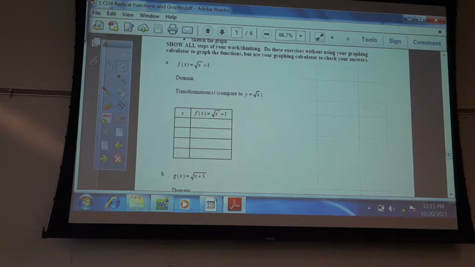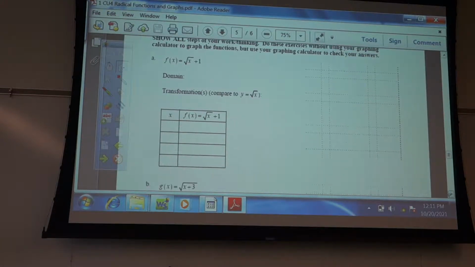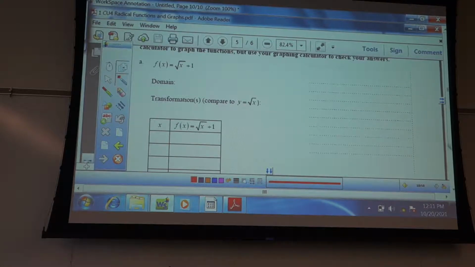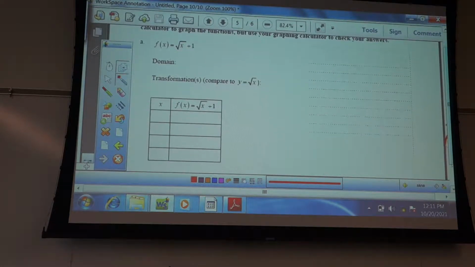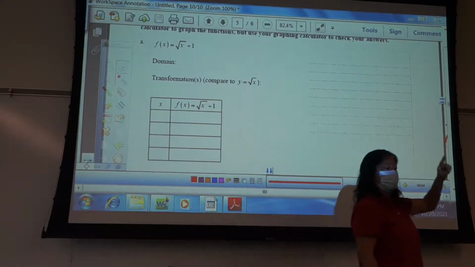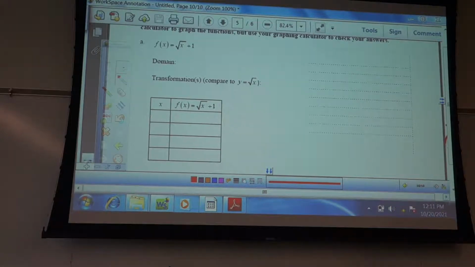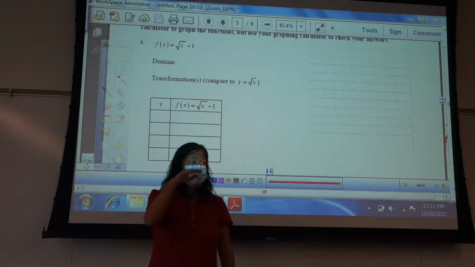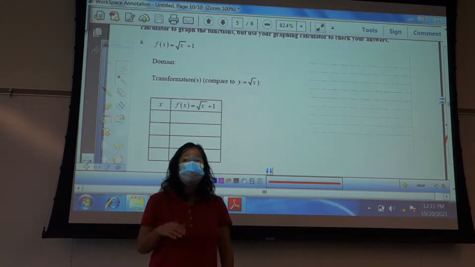So let's start with this one. First things first, how has it been shifted? Is it on the inside or the outside? Outside. So the outside, is that our up down or our left right? It's our up down. Everybody on board? Outside is our up down.